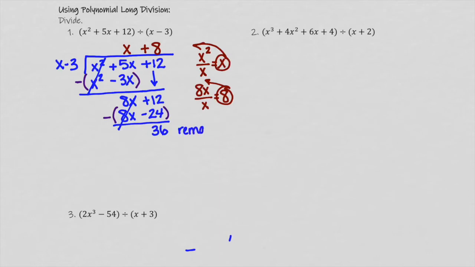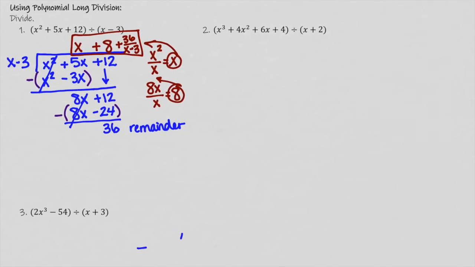Now this is my remainder. I don't have another term to bring down, so this is what's left over. And to write a remainder, it's plus 36, but it is still being divided by x minus 3. So I have to put the remainder as the number over what I'm dividing by.